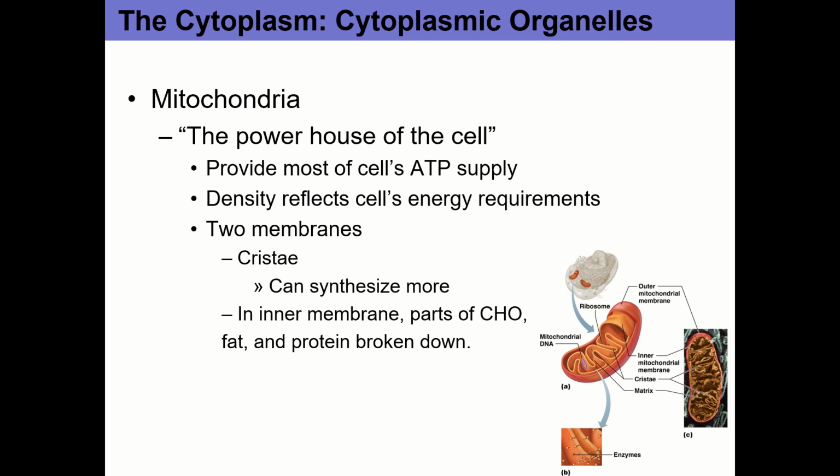In certain cells and under certain conditions, we can produce some ATP in the cytosol of the cell. For example, your muscle cells, particularly your fast twitch muscle fibers, are able to produce some ATP in the cytosol without using oxygen, but the vast majority of our ATP supply comes from the inside of the mitochondria. In terms of the density reflecting a cell's energy requirements, cells that have higher energy requirements have more mitochondria.